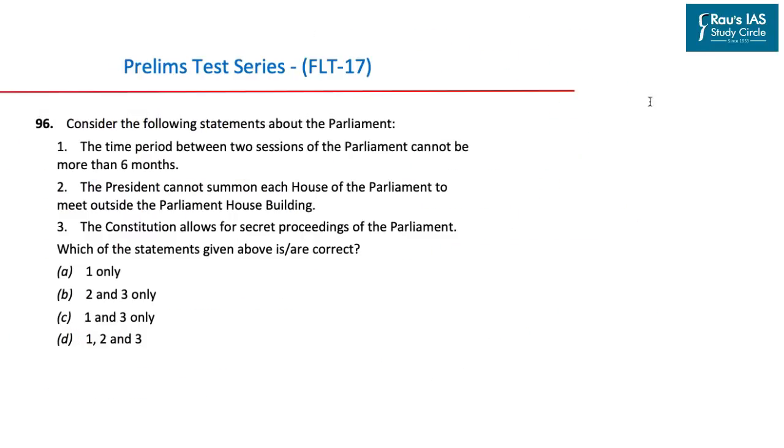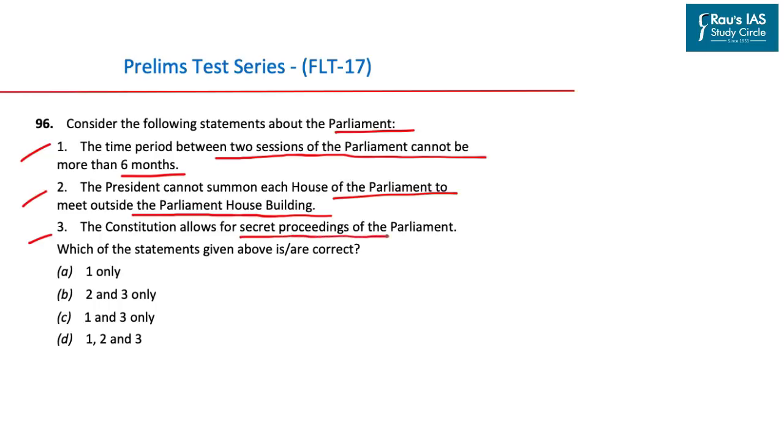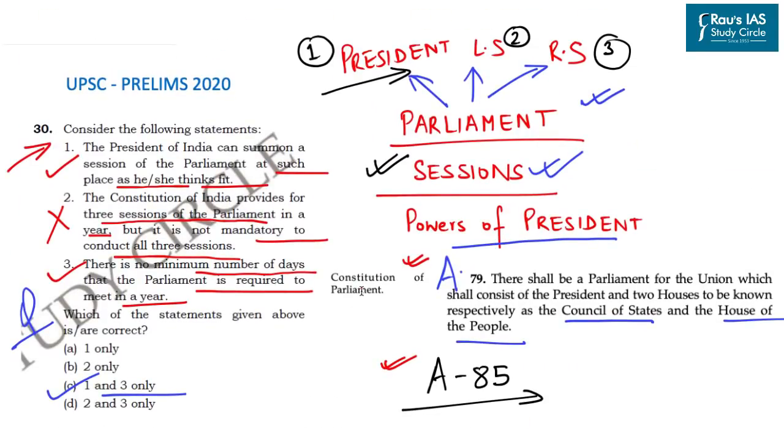Now on the same thought process, a similar question was asked in the prelims test series. The question said, consider the following statements about the parliament. Number 1, the time period between 2 sessions of the parliament cannot be more than 6 months. Second, the president cannot summon each house of parliament to meet outside the parliament house building. And third, the constitution allows for secret proceedings of the parliament. So the idea on which this particular question was framed in the prelims test series, the same idea was utilized by UPSC to frame this particular question on summoning of parliament and also different sessions of parliament.